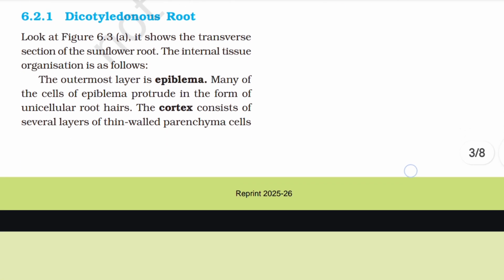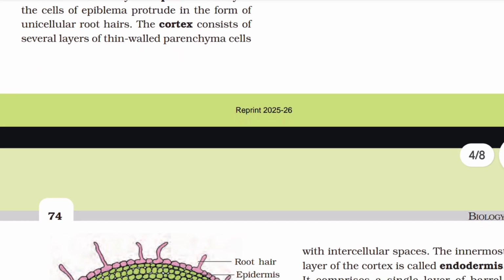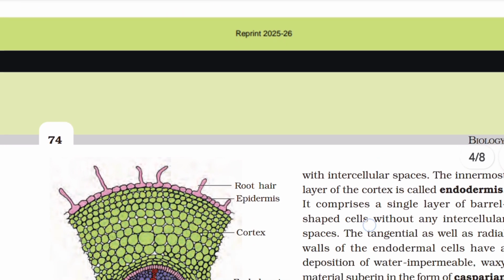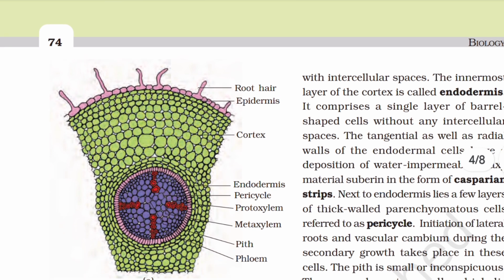The outermost layer is epiblema. Many of the cells of epiblema protrude in the form of unicellular root hairs. The cortex consists of several layers of thin-walled parenchyma cells with intercellular spaces. The innermost layer of the cortex is called endodermis. It comprises a single layer of barrel-shaped cells without any intercellular spaces.